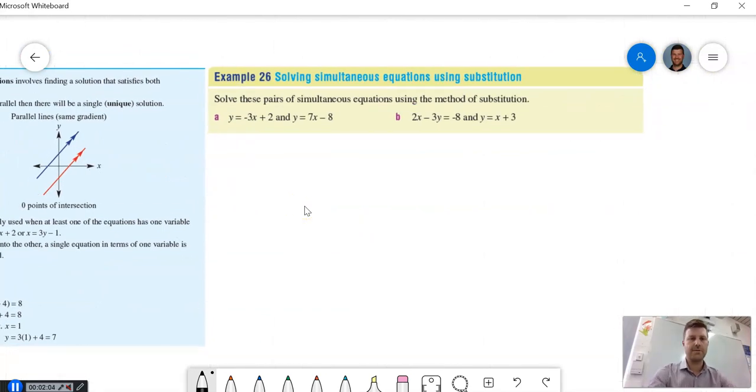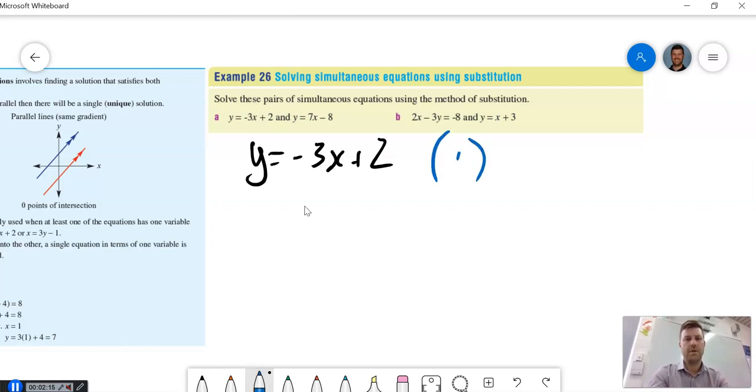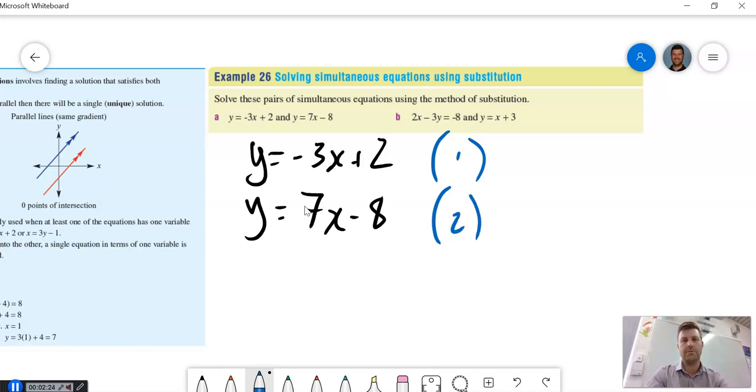We've got two equations. Let's go ahead and write them down. y equals minus 3x plus 2. Let's label that as equation 1. And we've got the second equation, y equals 7x minus 8, and let's label that equation 2.